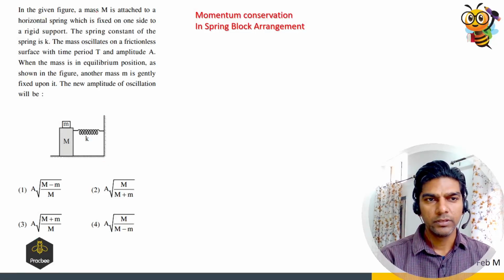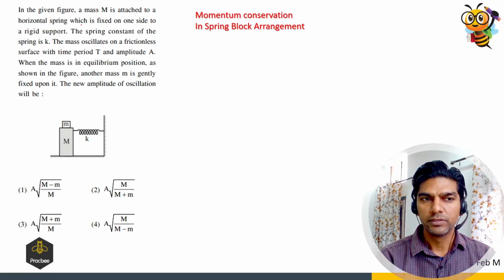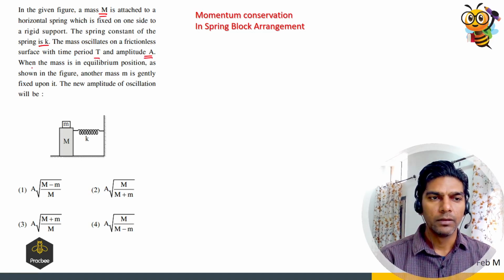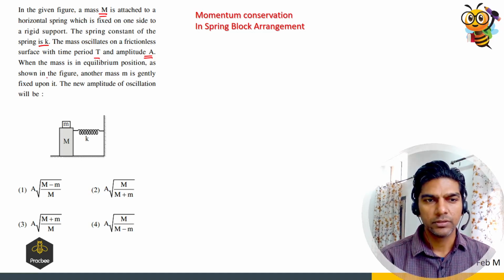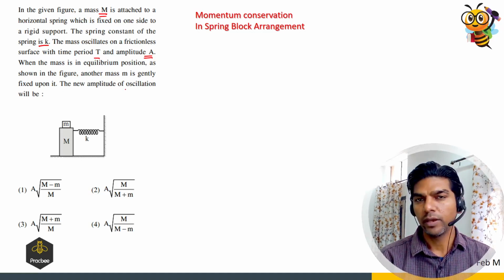In a given figure, a mass m is attached to a horizontal spring which is fixed on one side to a rigid support. The spring constant of the spring is k. So the mass is m, the spring constant is k. The mass oscillates on a frictionless surface with a time period capital T and amplitude a. When the mass is in equilibrium position as shown in the figure, another mass m is gently fixed upon it. Find the new amplitude of the oscillation.